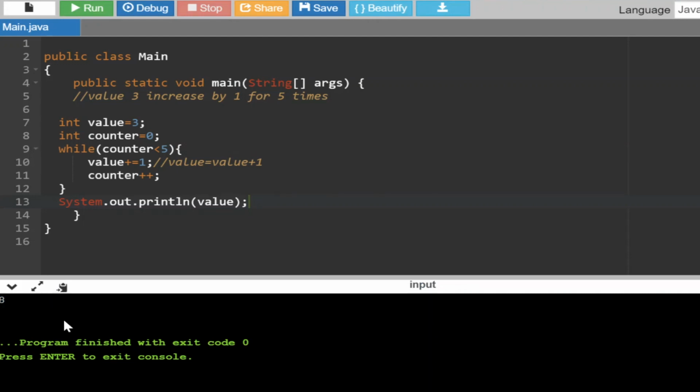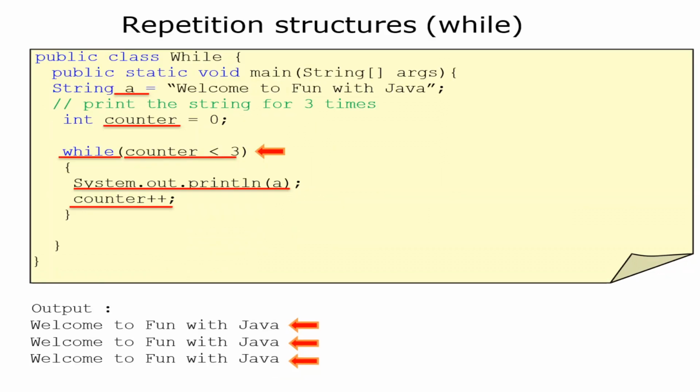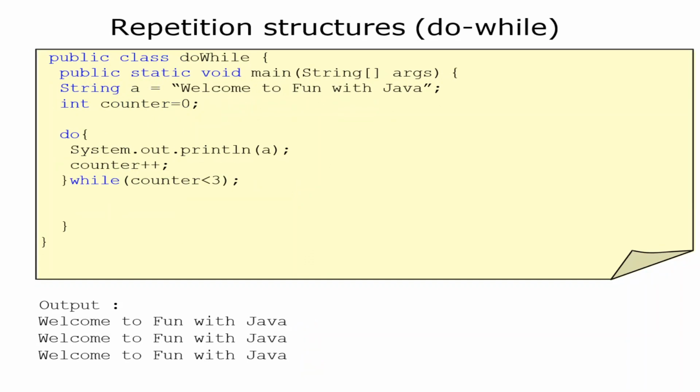Right, let's proceed to do while loop. The difference between while loop and do while loop is that while loop checks the condition first before executing the loop body, whereas do while loop checks the condition after executing the loop body. You'll be more clear after we go through the code.